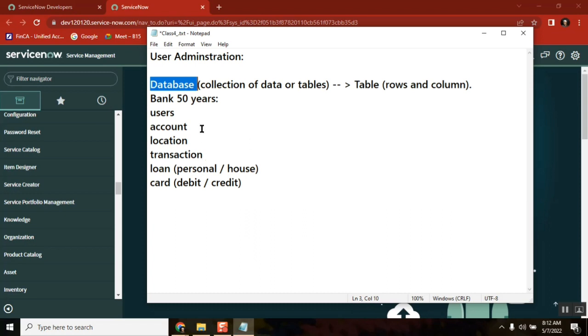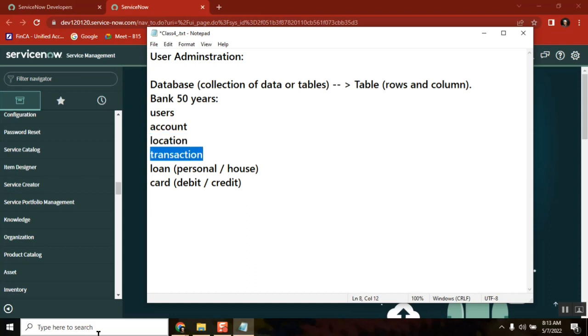So now when we see the database, what is a database? A database is a collection of tables. How does the data store in the database? It is stored in the form of tables. For users, one table is there. For accounts, one table is there. For location, one table is there. For transactions, one table is there.